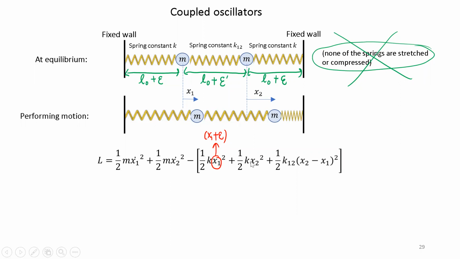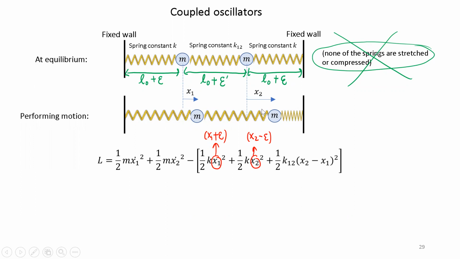So what about this x2? Now you can see that the compression is not just x2, but it has to be x2 minus epsilon. So this x2 would become x2 minus epsilon, because originally it stretched a little bit. Now you compress it by an amount x2, then that's why the net compression will be x2 minus epsilon.